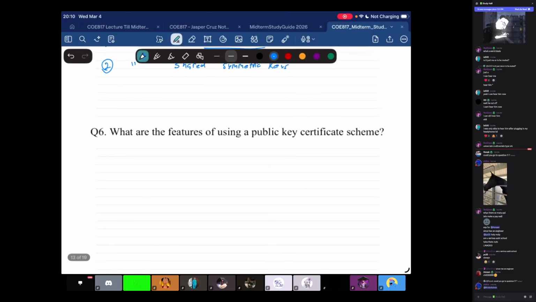Okay. What are the features of using a public key certificate scheme? So I believe there are 4. I'm just going to read it off of the solutions. I don't fully remember this.